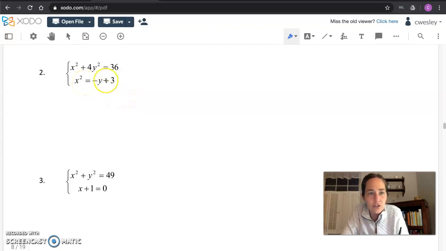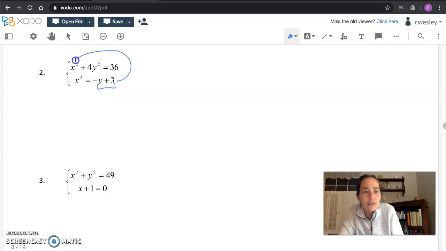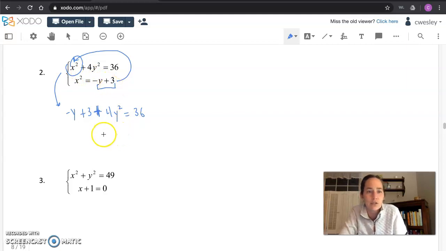You decide on a strategy. Sometimes substitution is the best way to do it. Other times elimination is going to be better, but we're just having fun playing with the algebra by hand. I see x squared equals a nice easy expression here. So maybe we want to sub that y plus 3 in for x squared in the top equation, right? So I'll come down here and say x squared equals negative y plus 3, plus the next part, plus 4y squared equals 36. In one fell swoop, one substitution gives us a whole equation in terms of y.